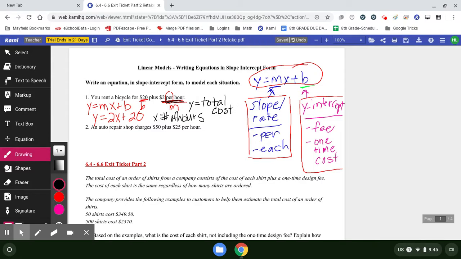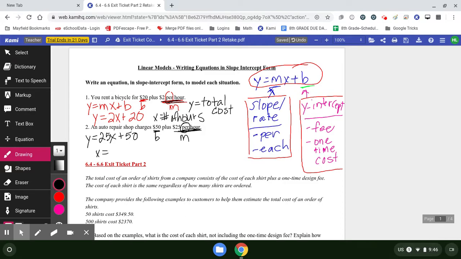For number two, an auto repair shop charges $50 plus $25 per hour. Okay, so if you're getting your car fixed, you always have to pay $50. So that's your one-time fee, b, and then you pay $25 per hour, so that's your rate. That's your m. All right. So if we look at our equation, we have y equals 25x plus 50.